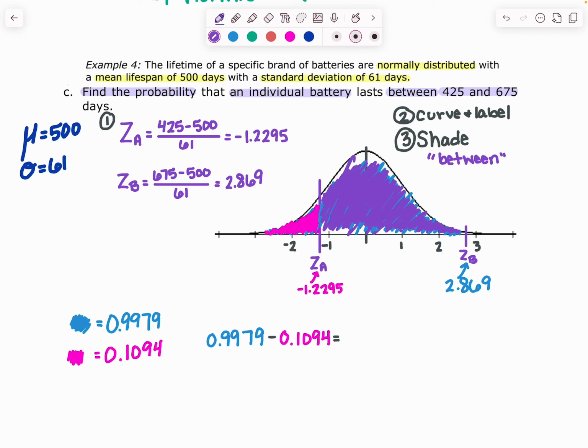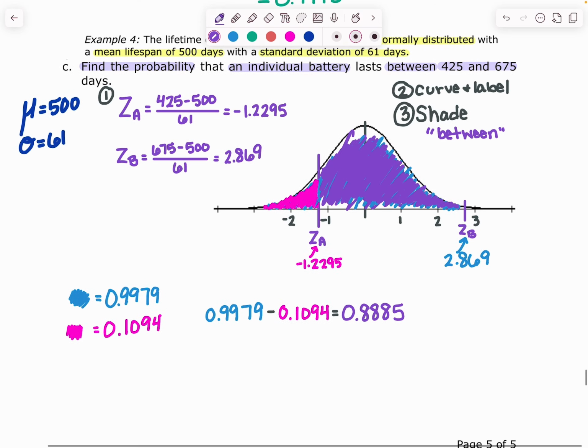Make sure you do the bigger one first. Your answer should be between 0 and 1. It should not be negative. 0.8885. That is the probability that a battery lasts between 425 and 675 days. That's the area in purple between ZA and ZB.